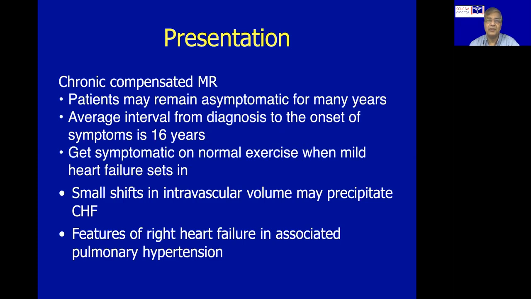What are the clinical features? In a chronic compensated mitral regurgitation patient, it may be asymptomatic for many years. The average interval from the diagnosis to the onset of symptoms is about 16 years. The patient gets symptomatic on normal exercise when mild heart failure sets in. Small shifts in intravascular volume may precipitate congestive heart failure. And features of right heart failure are present in patients who develop pulmonary hypertension.